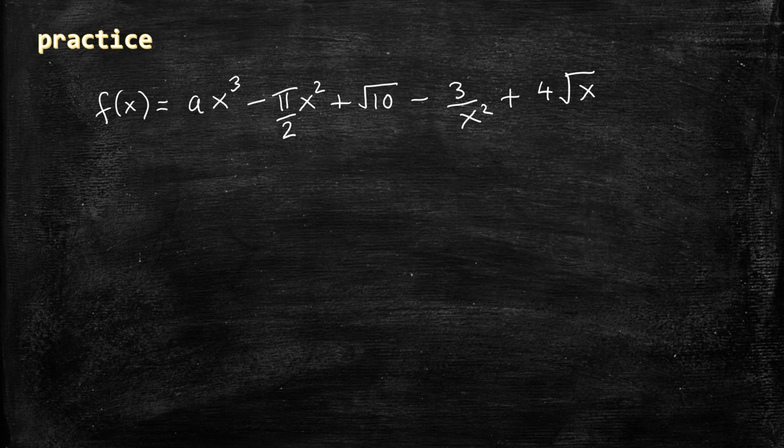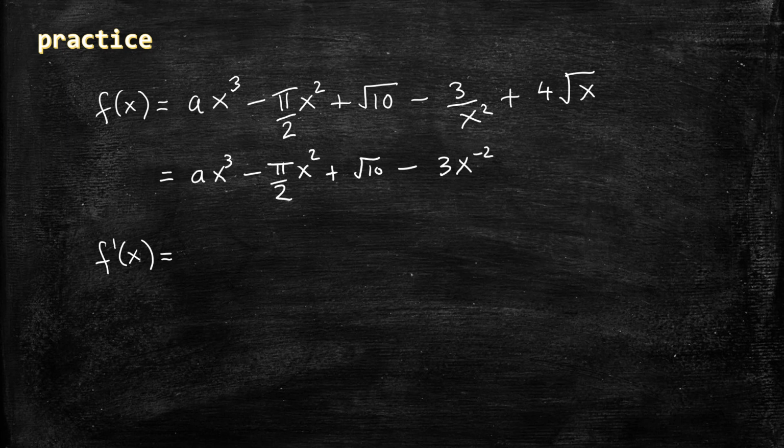So we'll end with one practice problem. I would like to find the derivative of this function, but I've left a gap here for a reason. The reason is I've got to first make sure that it's in power rule ready form. So these terms look fine, so I'm just going to bring them down, even plus root 10. But I have to convert that 3 over x squared into a power function. And also I need to rewrite the radical as x to the half.